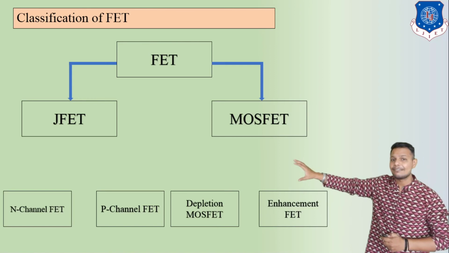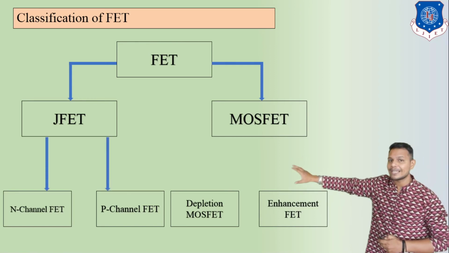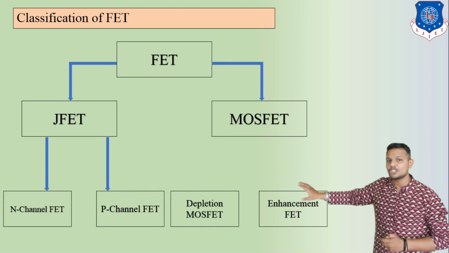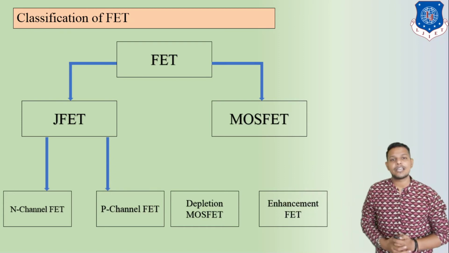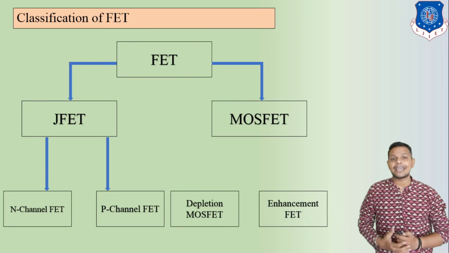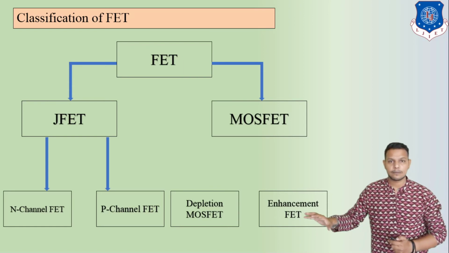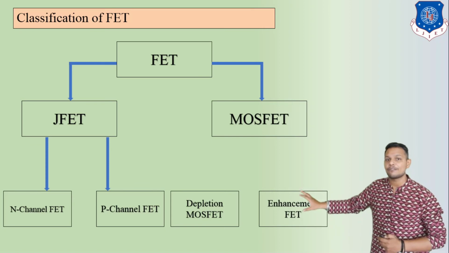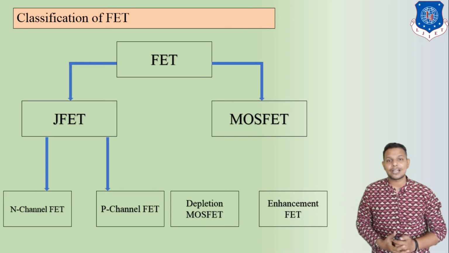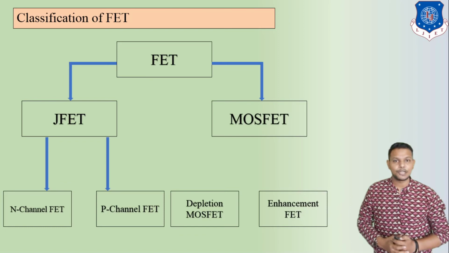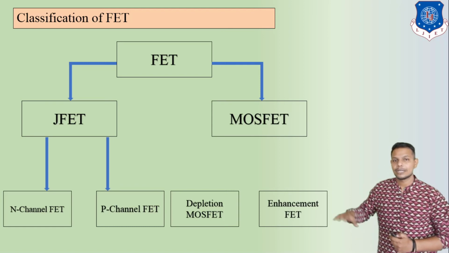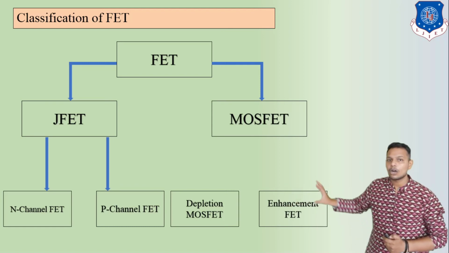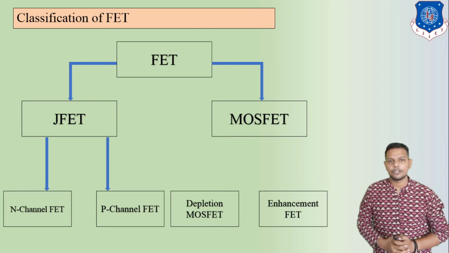So JFET is divided into two parts: number one is N-channel JFET and the other one is P-channel JFET. N-channel JFET means the majority carrier charges are only electrons. And P-channel JFET means the majority carrier charges are holes. Due to majority carrier charges, current flows in FET. So it is known as N-channel or P-channel JFET.